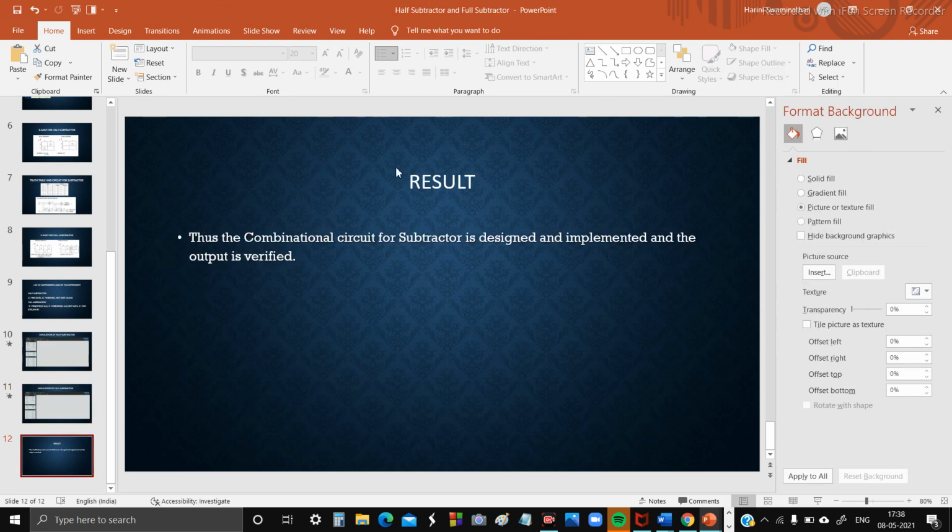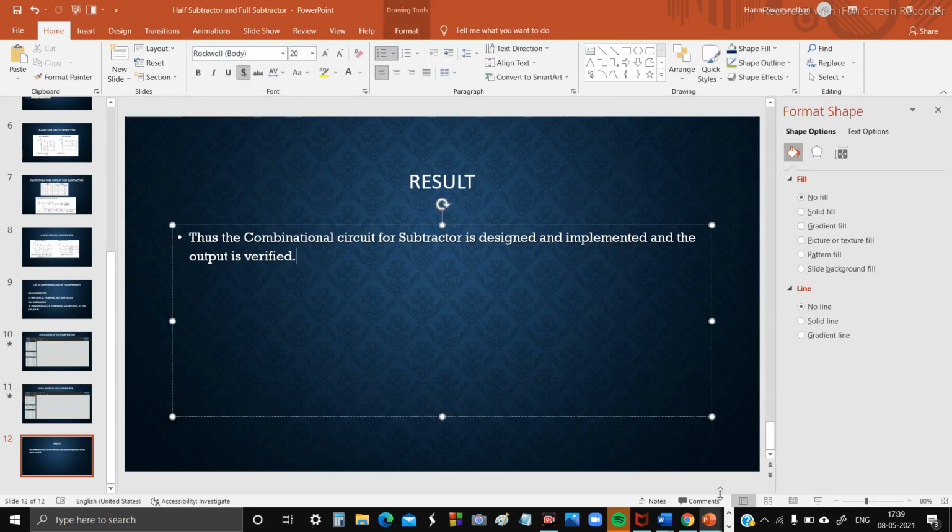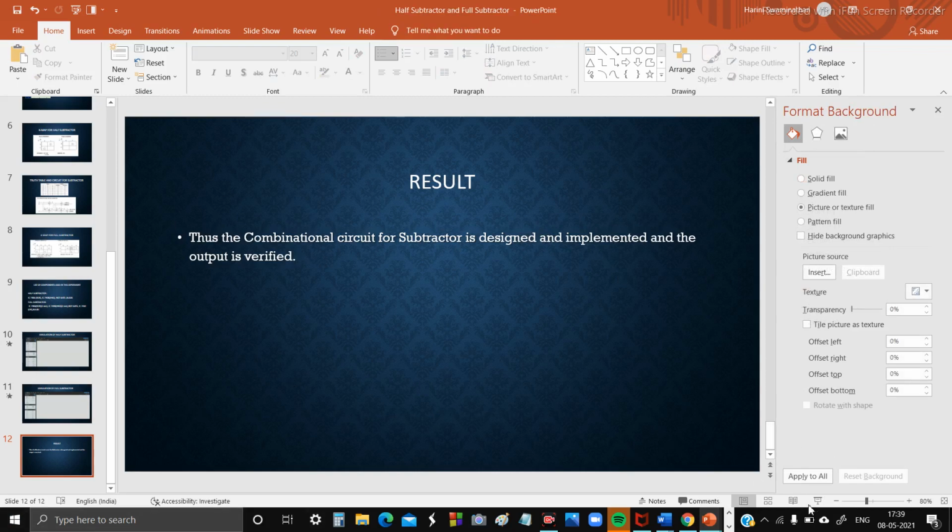Finally, the result is that the combinational circuit for subtractor is designed and implemented, and the output is verified. This is all about half subtractor and full subtractor.